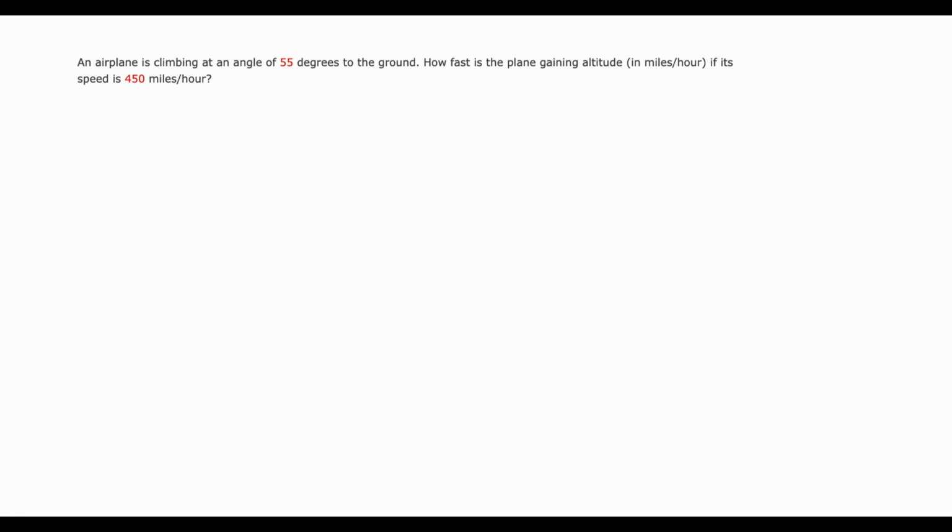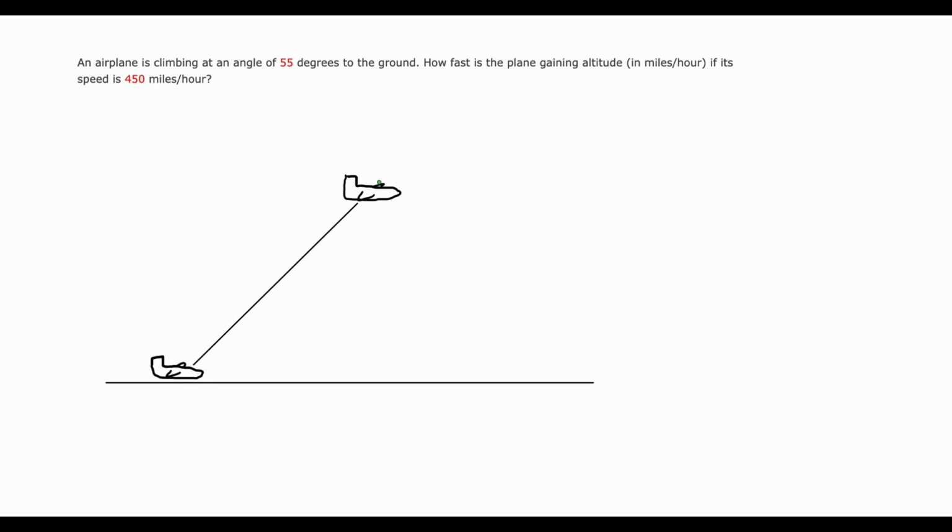The problem says an airplane is climbing at an angle of 55 degrees with the ground. How fast is this plane gaining altitude in miles per hour if its current speed is 450 miles per hour? I'm going to draw a picture of the plane.